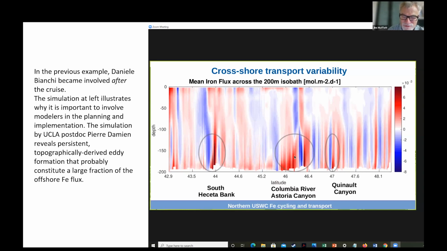Why is this important for me as an experimentalist? Well, it gave me a pretty good idea of where we ought to be sampling if we want to see places where transport of iron and other materials offshore really matters.